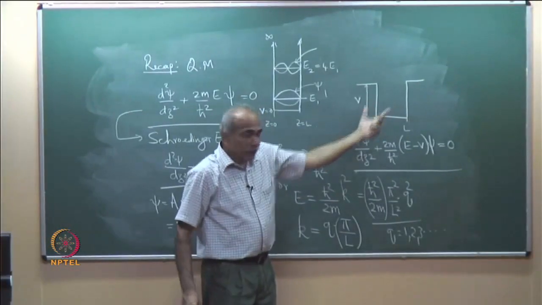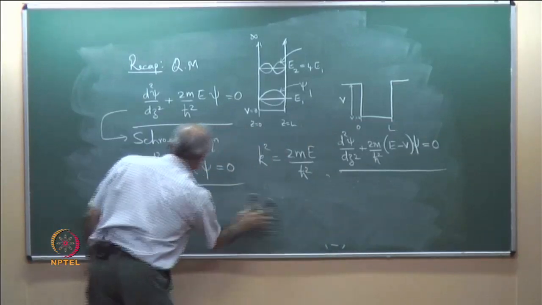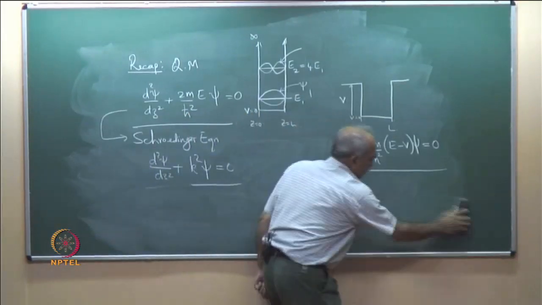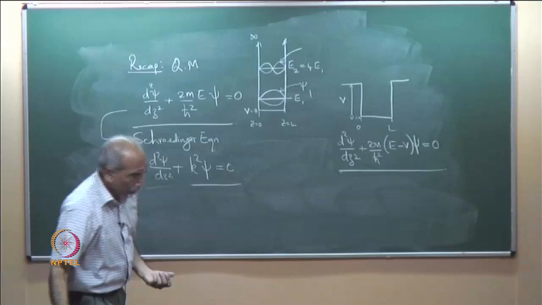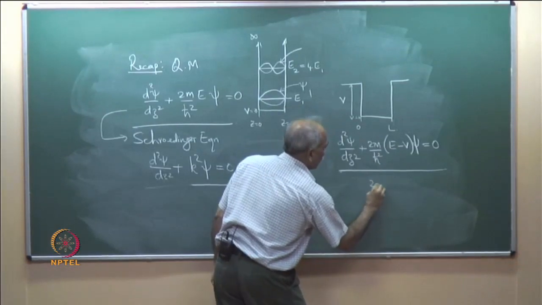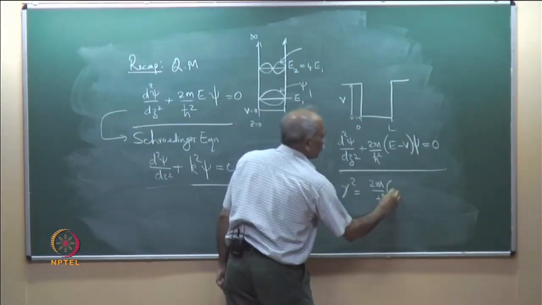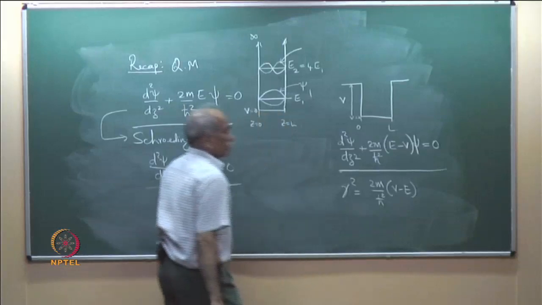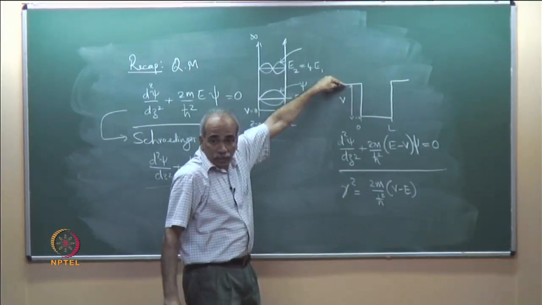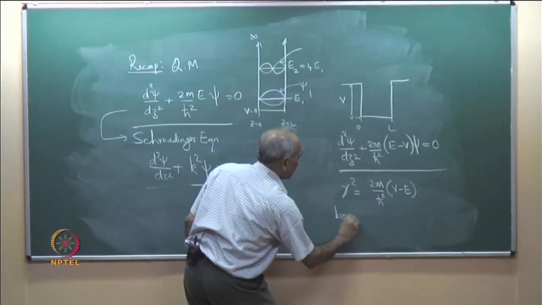And what kind of solutions do we get? If you write the fields, I am not going to solve this, it is only a quick recap. Those of you who have not done it, please see any of the basic quantum mechanics books. So you can write the fields. If I call this 2m gamma square equal to 2m by h cross square into V minus E, why the negative sign? Because V is higher. We are looking for bound states.